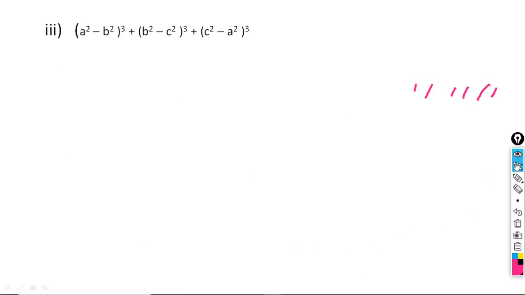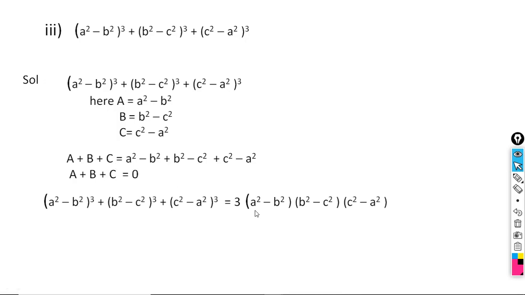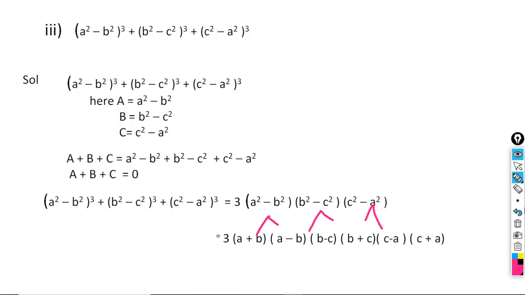Let us try another problem. In this problem, we'll satisfy the condition again. I am considering capital A as a square minus b square, capital B and capital C similarly, because small a, b, c have already been used. Let us check a plus b plus c, which is 0. And the required factors are 3 times (a square minus b square), (b square minus c square), and (c square minus a square). Further, we'll factorize the term a square minus b square by using the identity, b square minus c square by using the identity, and c square minus a square by using the identity. We get these factors.